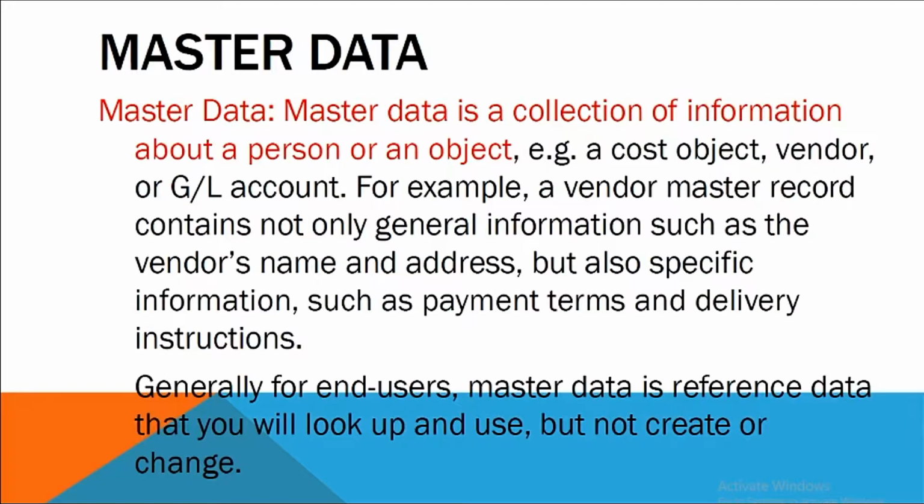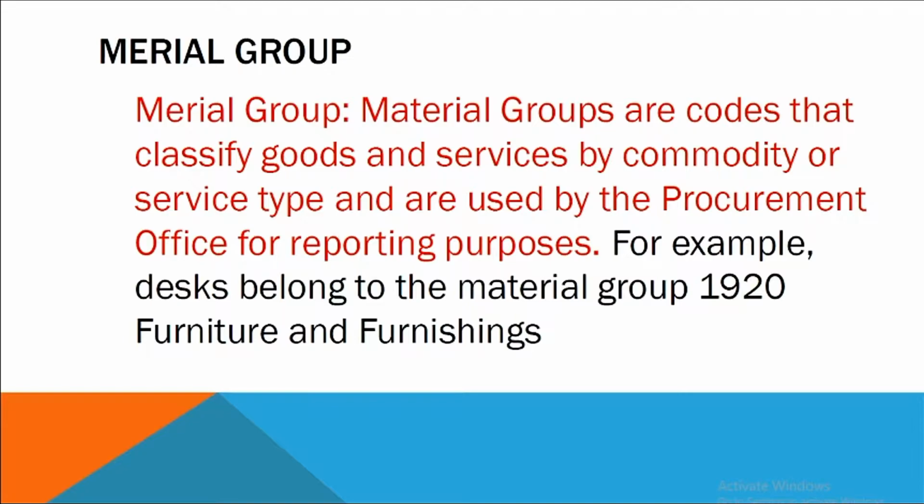Master data. Master data is a collection of information about a person or an object, e.g. a cost object, vendor, or G/L account. For example, a vendor master record contains not only general information such as the vendor's name and address, but also specific information, such as payment terms and delivery instructions. Generally for end users, master data is reference data that you will look up and use, but not create or change.